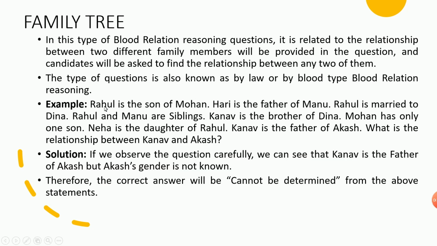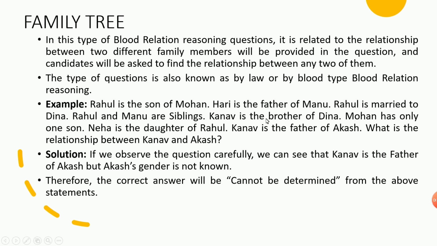Here they have given an example. Rahul is the son of Mogan. Hari is the father of Manu. See here, totally 4 persons have already come. Rahul is married to Deena. Rahul and Manu are siblings. So that means this Manu is also the son of Mogan. So here Mogan has 2 children. Rahul is married to Deena, the daughter-in-law. That means Mogan is the father-in-law of Deena, and Hari is the nephew of Rahul.